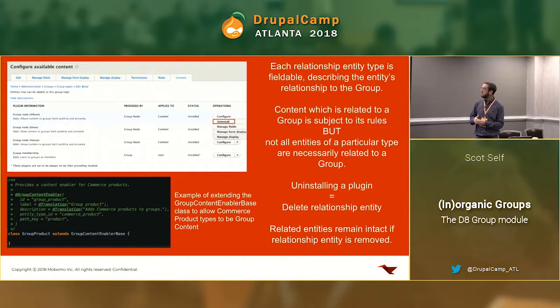Again, uninstalling a plugin doesn't affect the content itself, but the relationship between the two. And this is just a simple example of all it takes to enable, theoretically, for them to show up on this list. So if you wanted to enable commerce products as group entities, you could do that with this really simple plugin with the annotations filled in just so. And that's the basic way to integrate, but I'm sure there's more to it. You'd probably have to get through views integration and all that stuff, which would be fun to work through.